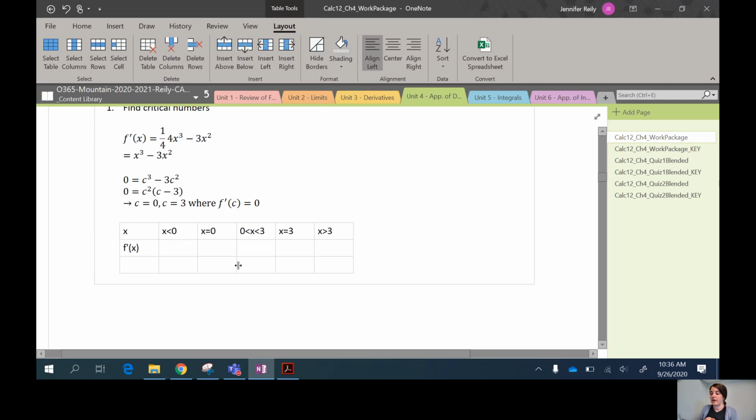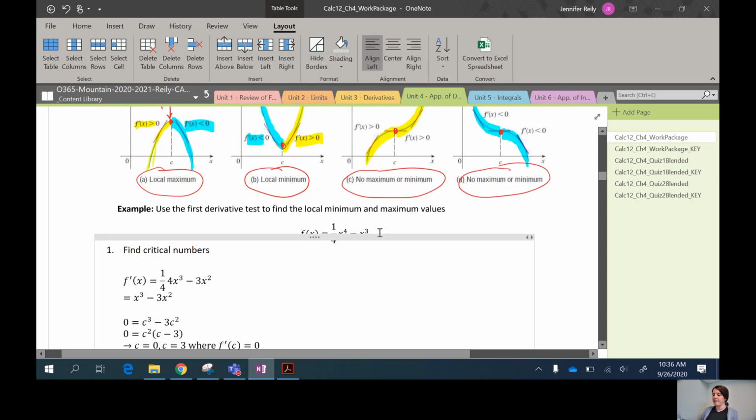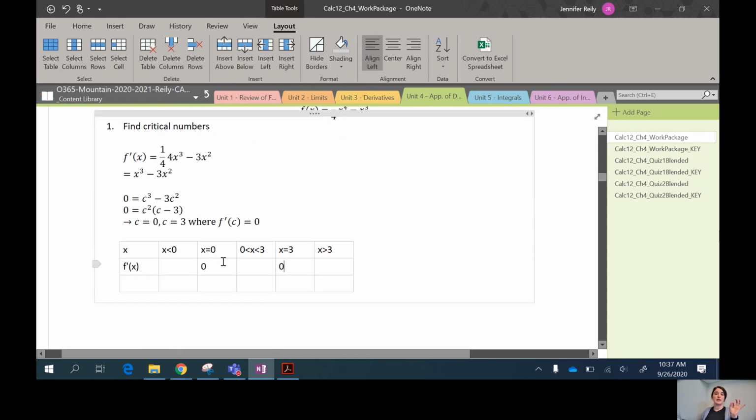So we're going to be looking at the derivative here. We already know the derivative is 0 at those 2 critical numbers, but we want to know what the derivative is before and after those critical numbers to figure out which of these 4 scenarios we're in, right? So right now we have these critical points, these red dots, but we want to know which of these 4 cases we have. These are the only 2 places where the derivative is 0.